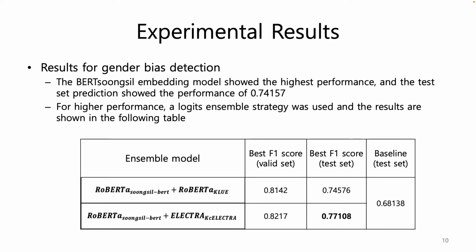We experimented with all three tasks, which are gender bias, general bias, and hate speech detection. In gender bias detection, the Orta pre-training model from Soongsil University showed the best performance in the single model while recording an F1 score of 0.74. And using the logic ensemble, we achieved the highest performance as shown in the table by recording an F1 score of 0.77, which is higher than the baseline 0.68.